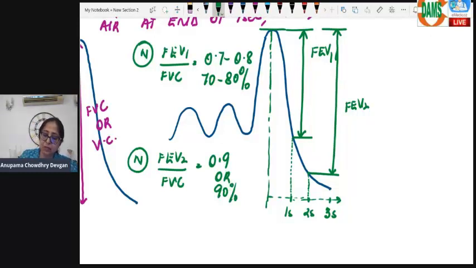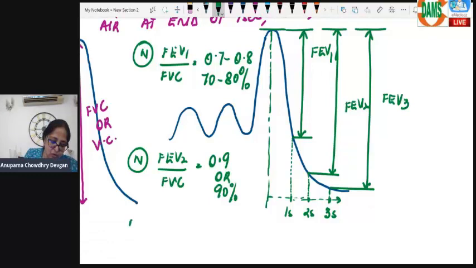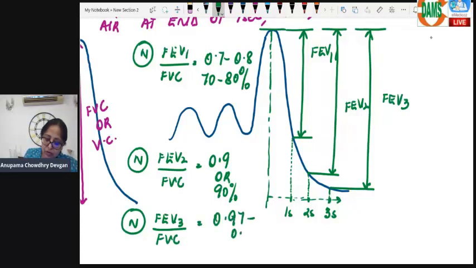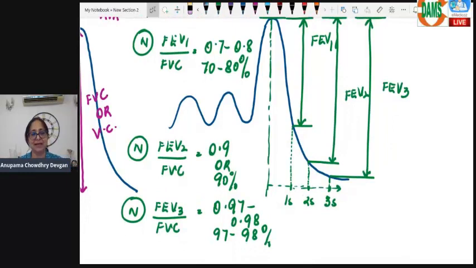What is FEV3? This is at the end of 3 seconds. How much is the normal FEV3 by FVC ratio? That is almost 100%, 0.97 to 0.98, or 97 to 98%. This is how you will measure the timed vital capacity.